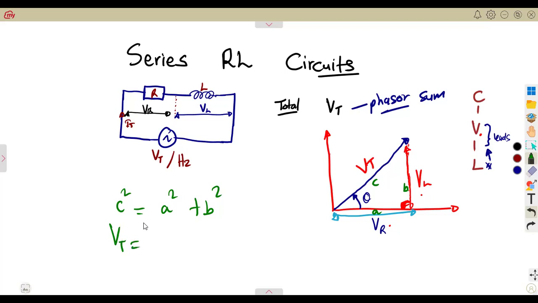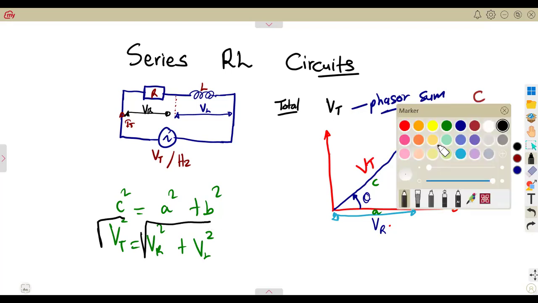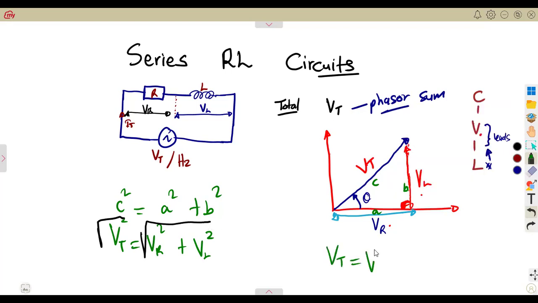So the total voltage is equal to what? A squared plus B squared. Our A is going to be VR, so that will be VR squared plus B squared, which is our VL, so that will be VL squared. What you need is VT, not VT squared. So how do you remove this square? Just introduce the square root. So you remain with your VT as the square root of VR squared plus VL squared.